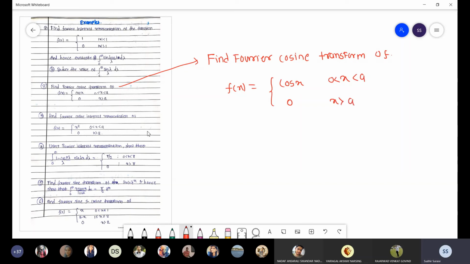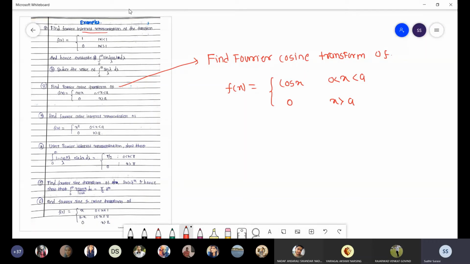Okay, so in case of Fourier cosine transform, only that formula with respect to the transform you have to consider. They are not asking here for the Fourier integral representation. They are asking only for the Fourier cosine transform. That means you need to find only f suffix c of lambda. That's it. You don't have to find the inverse Fourier cosine transform, because they are asking only for the Fourier cosine transform. And in the last example, they asked us to find the Fourier integral representation.